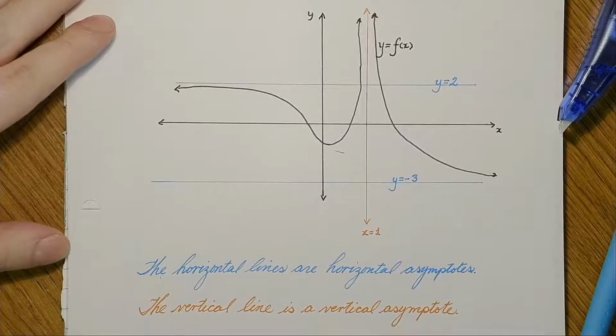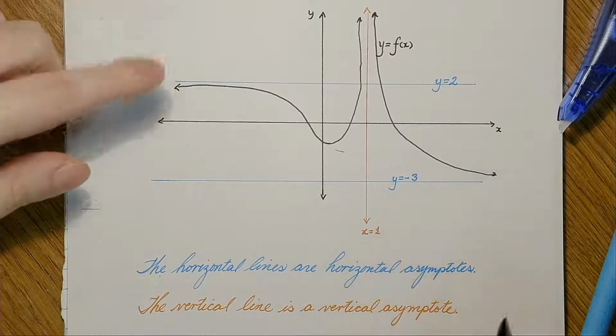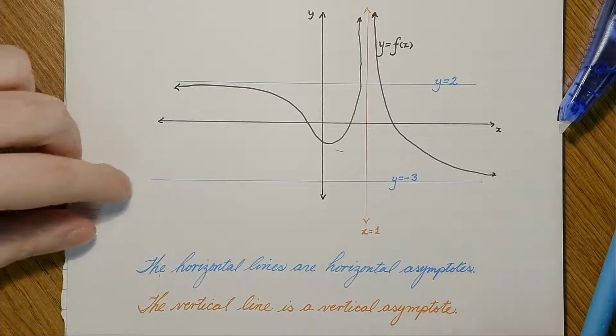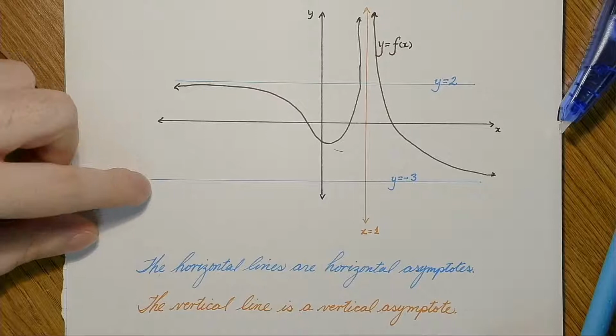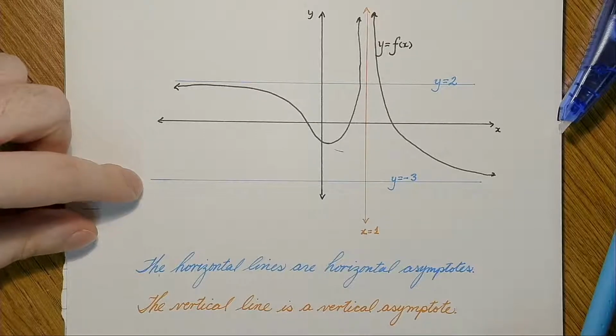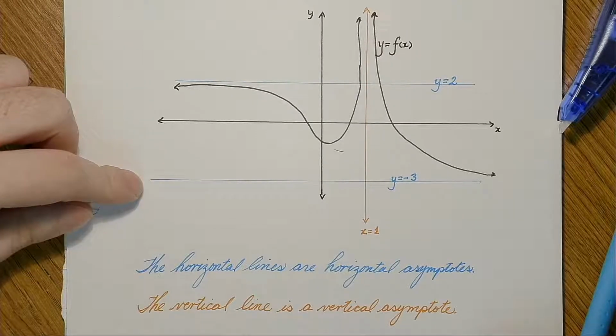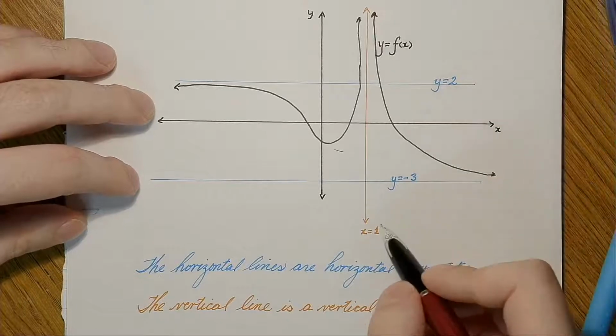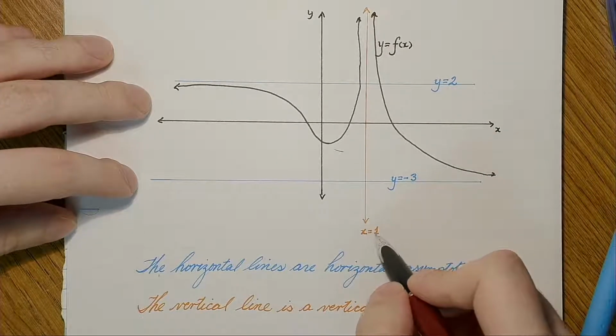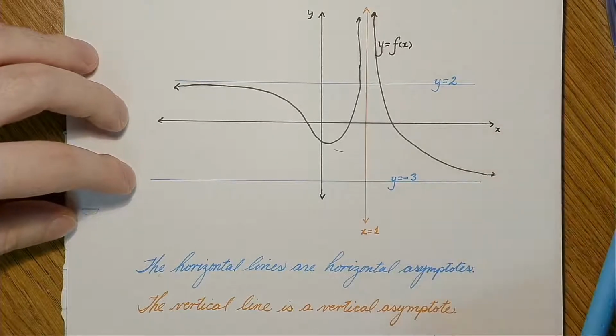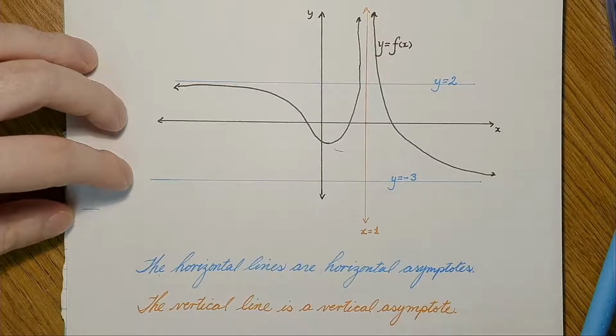Just some terminology then, which I probably have mentioned already, these blue lines, these horizontal lines, are called horizontal asymptotes, and the vertical line here, x equals 1, is a vertical asymptote.